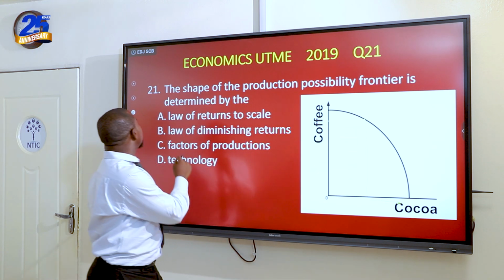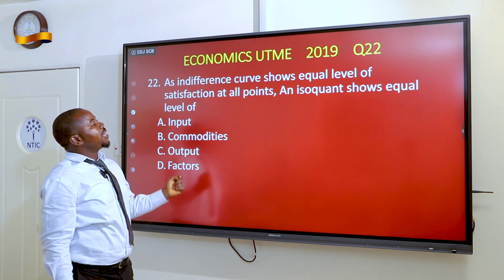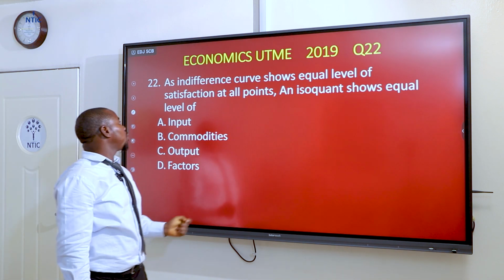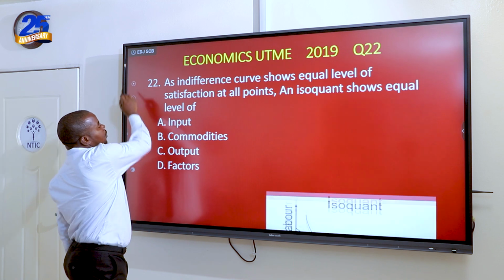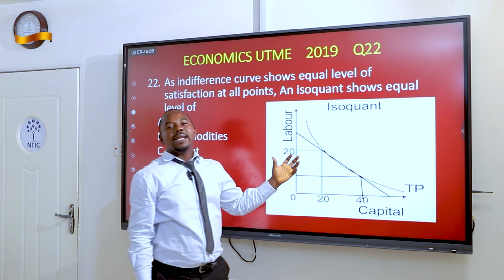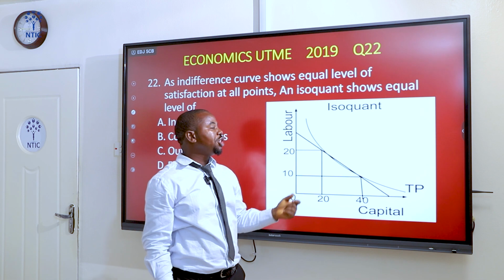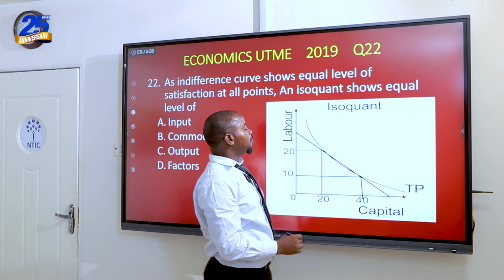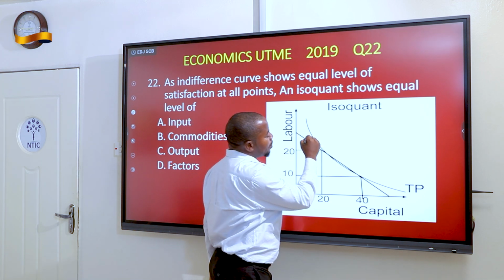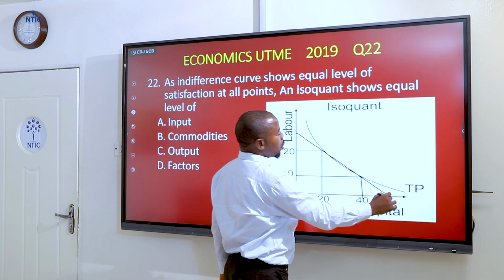Then let's quickly move on to the next question, which is question 22. An indifference curve shows equal level of satisfaction at all points, and isoquant shows equal level of output. So the right option is output. Here is the curve to illustrate that. An isoquant simply means the combination of two factor inputs that will yield the same level of output. For consumer behavior, you have what we call the budget line, but in the case of production, it is called isocost.